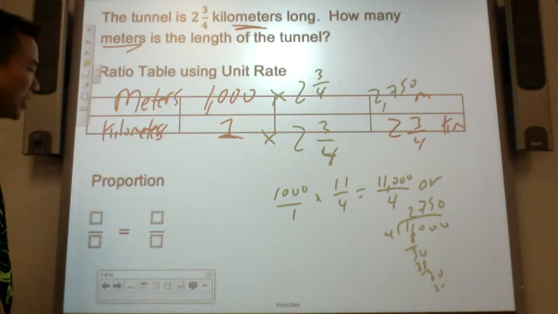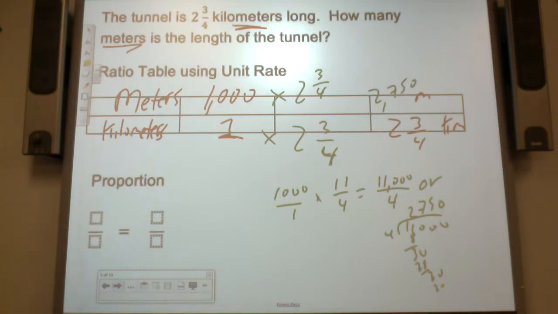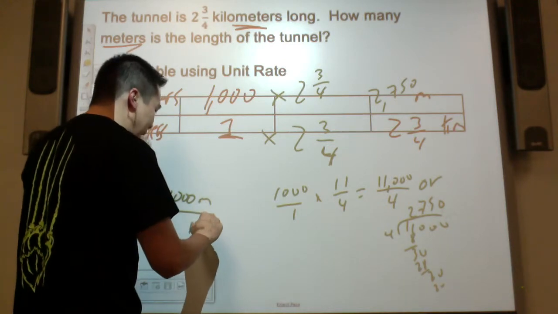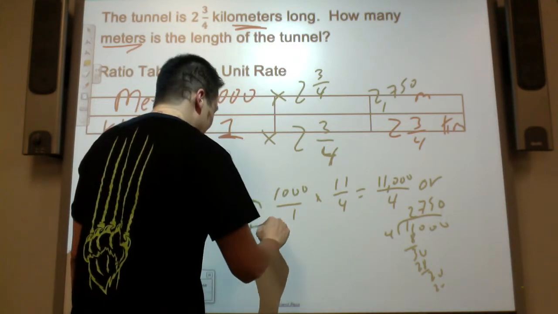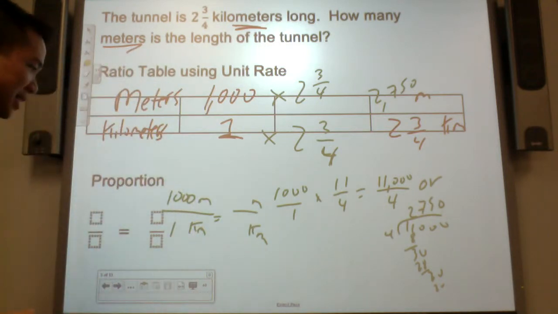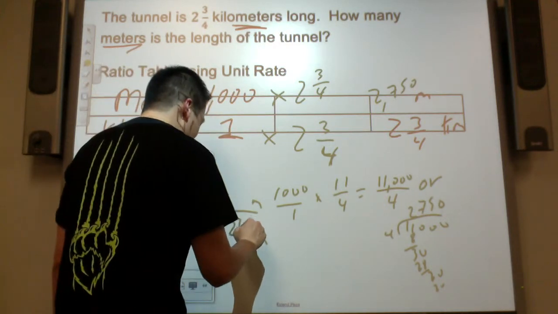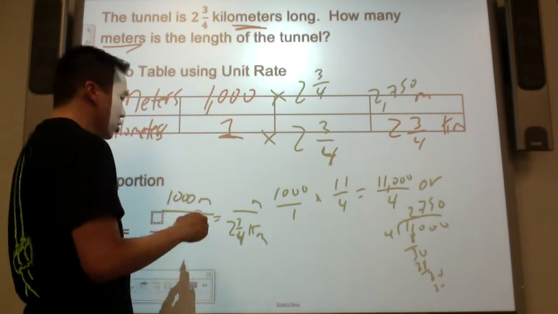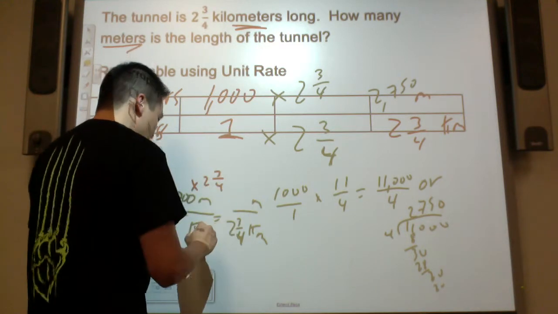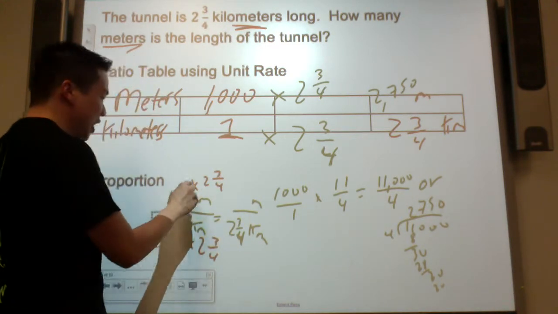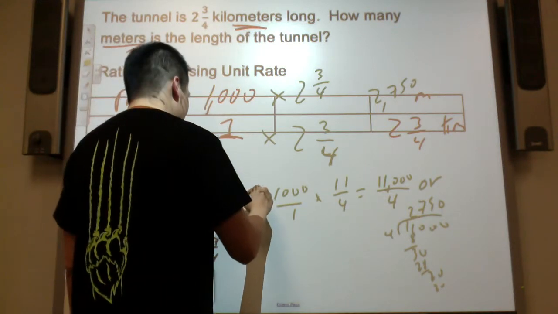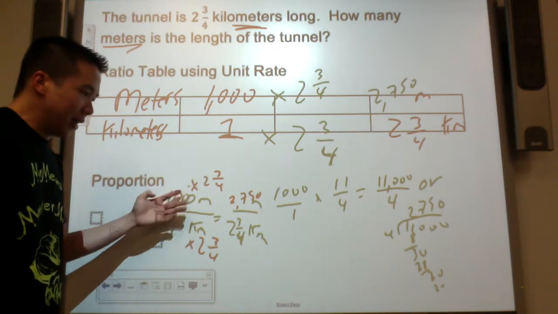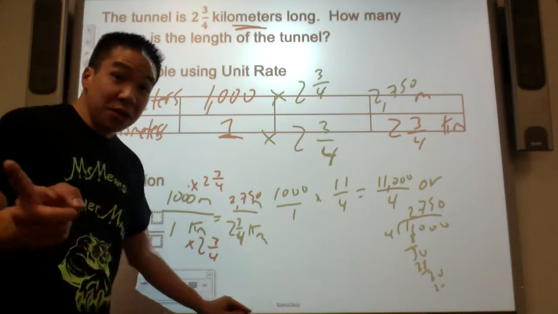If you do not like the ratio table, you can set up a proportion. So what are the labels? The labels are meters and kilometers. We know 1,000 meters is the same as 1 kilometer. So how many meters are in 2 3/4 kilometers? We have to build up from 1 kilometer to 2 3/4 kilometers. I'm not going to redo the problem because I just did it. 1,000 times 2 3/4 is 2,750 meters. So what we did is we set it up as a unit rate, and then we just built up to our answer. Sometimes you have to break it down.